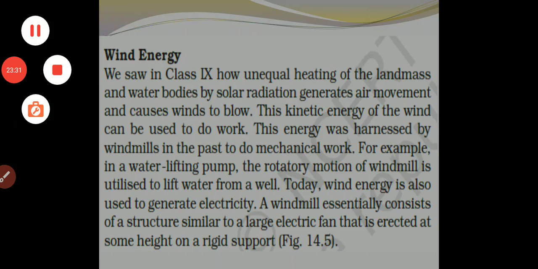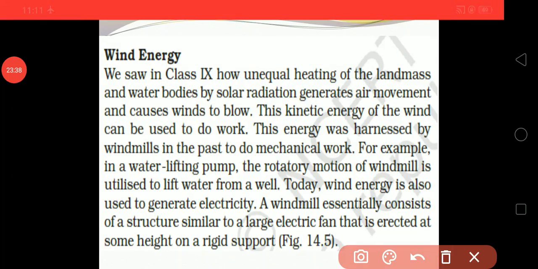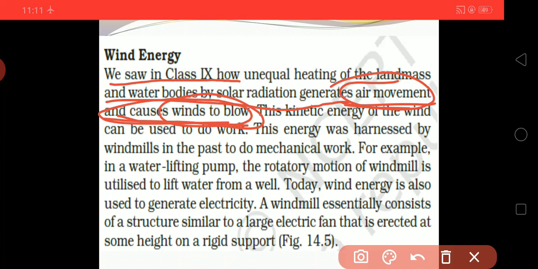Now, wind energy. We saw in class 9 how unequal heating of a land mass and water body by solar radiation generates air movement and causes wind to blow. Once again, unequal heating of a land mass and water body by solar radiation generates air movement, which is called wind. And that blowing wind can be used as a source of energy.